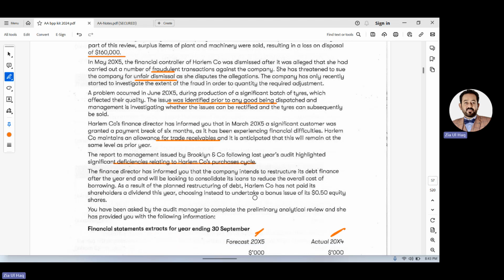The finance director has informed you that the company intends to restructure its debt finance.